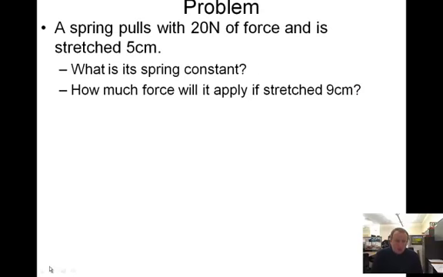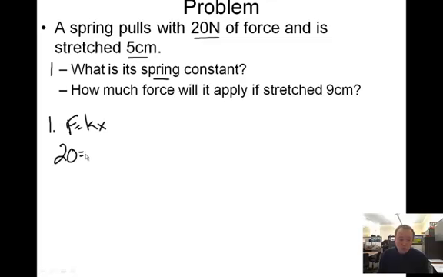So let's do a problem, and I'll show you Hooke's. So here we go. A spring is pulled with 20 newtons of force and is stretched 5 centimeters. What is the spring constant? So we're going to call it number 1. F equals Kx. The force that was applied was 20. The X was 0.05. And if you look at my units, this is newtons and this is meters. So that's 0.05 meters. My spring constant is 400 newtons every meter.